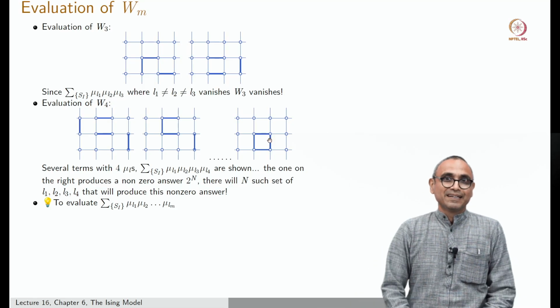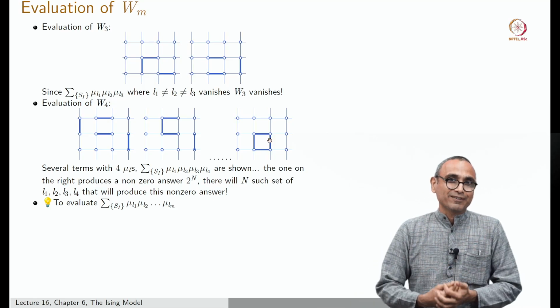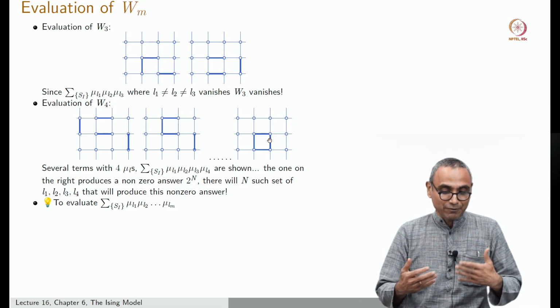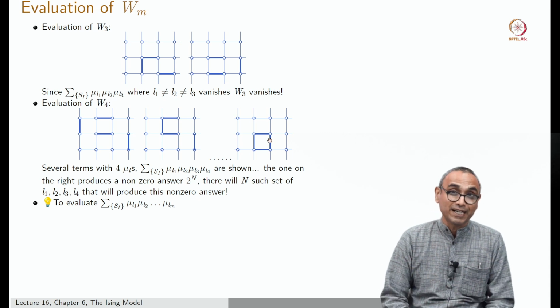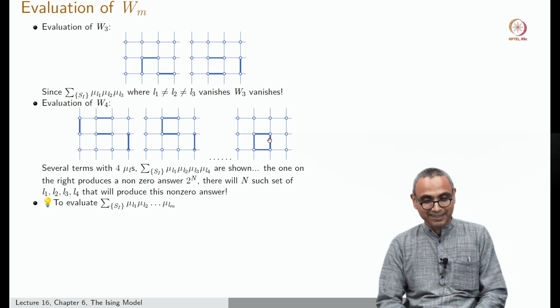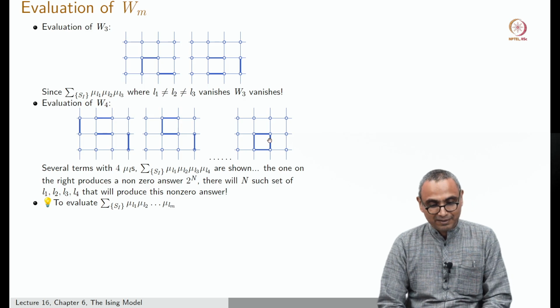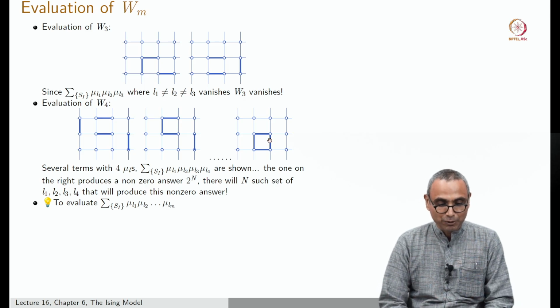Okay. So we have done up to 4, and what are the lessons we have learned from doing up to this order in evaluating these W terms?